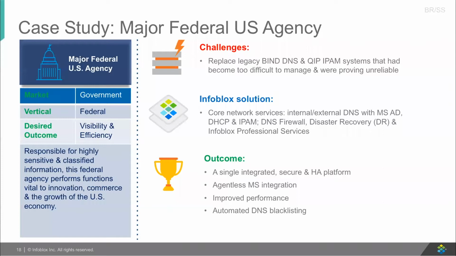Also adding a layer of security in there with the DNS firewall, and planning for things like disaster recovery and high availability. And really they were able to then integrate into a single secure platform that could provide and manage all of those services, so they can have high availability and improved performance. Another key thing for them was the automated DNS blacklisting. That's the DNS firewall function where they can pull in reputational feeds to automatically block queries to known malicious domains and the addresses that they resolve to. So that was a big benefit for them.